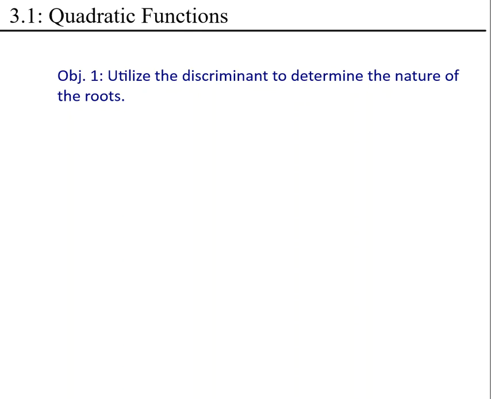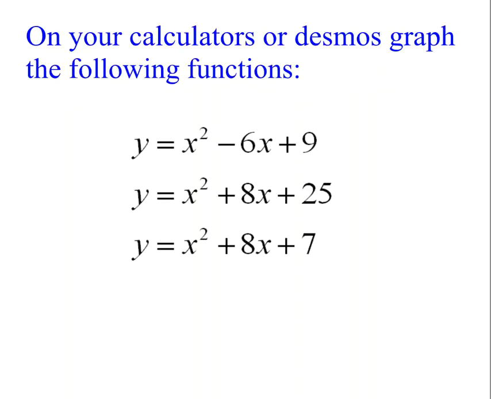In this video, we're going to be working with the discriminant to determine the nature of the roots. When we say determine the nature of the roots, it's to describe how many roots there are and whether they're real or complex. So, first thing that I'd like you to do on your calculator or in Desmos, graph those three functions. We've got x squared minus 6x plus 9, x squared plus 8x plus 25, and x squared plus 8x plus 7. Go ahead and pause the video so you can get all three of them graphed.